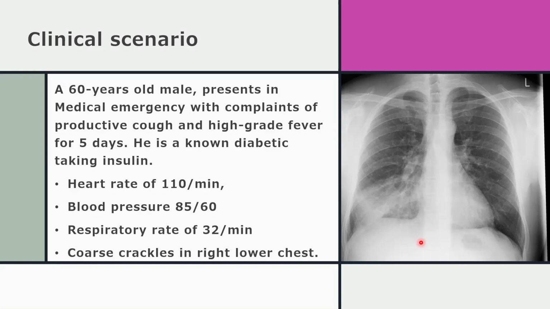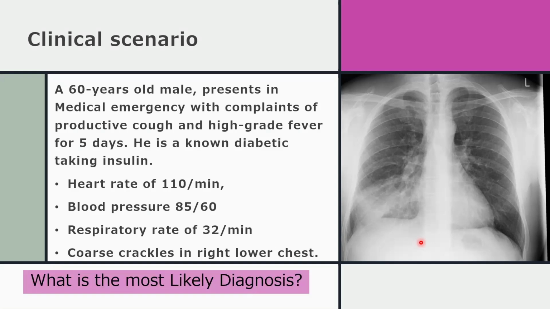So we will say that there is a non-homogeneous opacification in the right lower zone with air bronchogram present and silhouette sign is present. So consolidation, and on the basis of the history, most probable diagnosis is pneumonia.